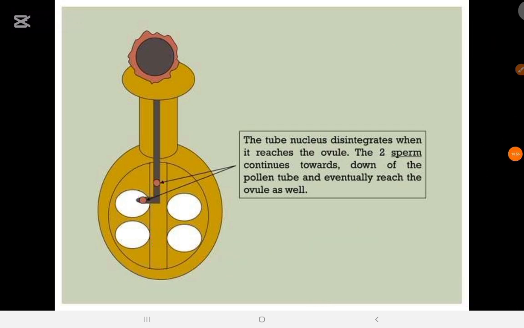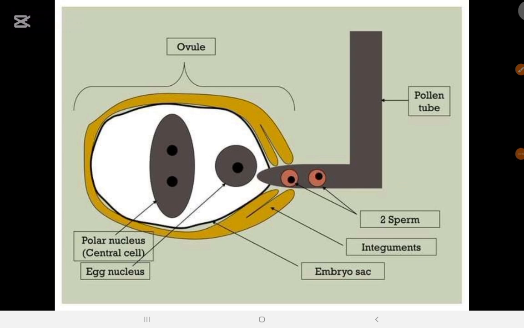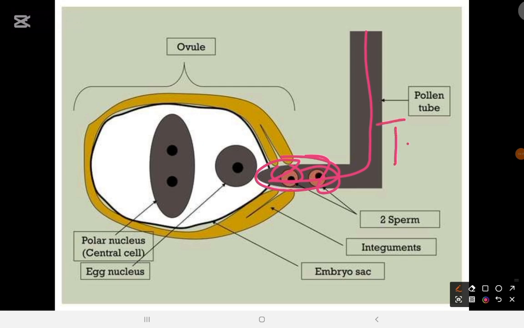All right, so now the next thing that you see happen is basically what I've said before. The pollen tube has now grown into the embryo sac. So what happens? There are two sperms here. Remember that the tube nucleus will disintegrate immediately it gets here. The tube nucleus, it disappears.